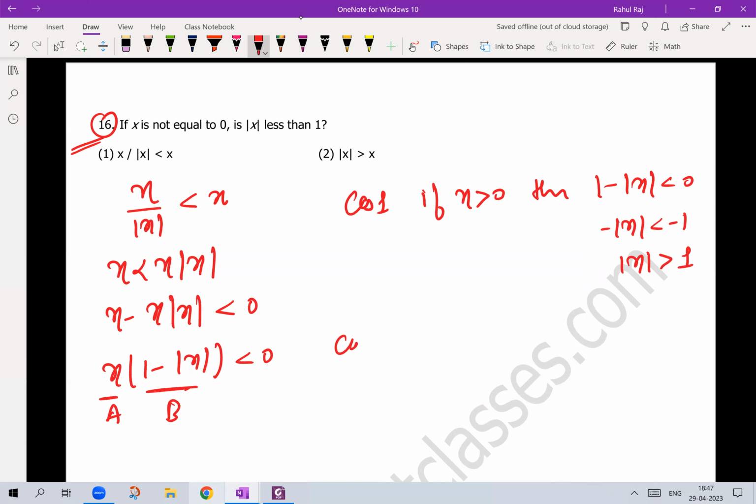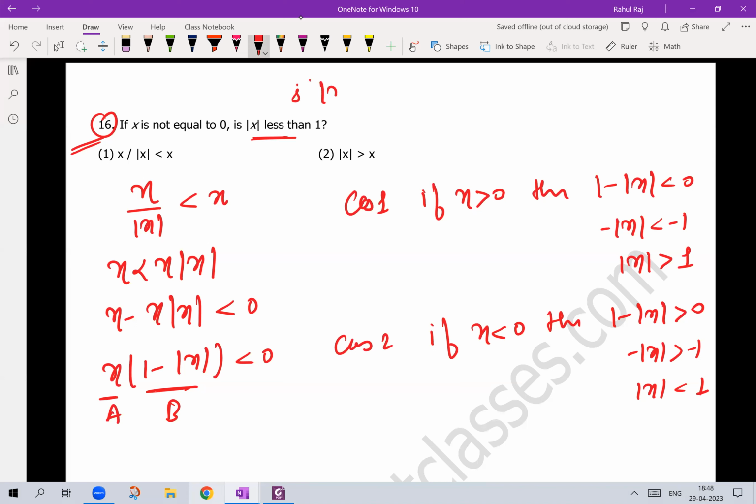Case 2 is what? If x is less than 0, if A is negative, then B should be positive. That is, 1 minus mod x should be greater than 0. That is, minus mod x greater than negative 1. That is, mod x is less than 1. So my question is, is mod x less than 1? That is nothing but, does x lie between negative 1 and 1?